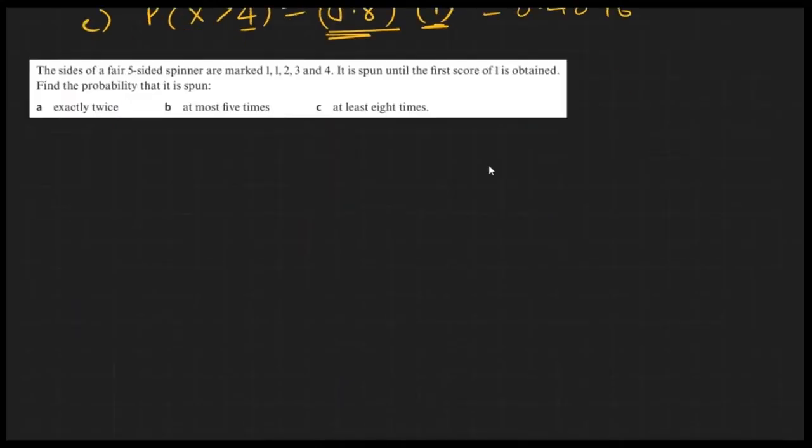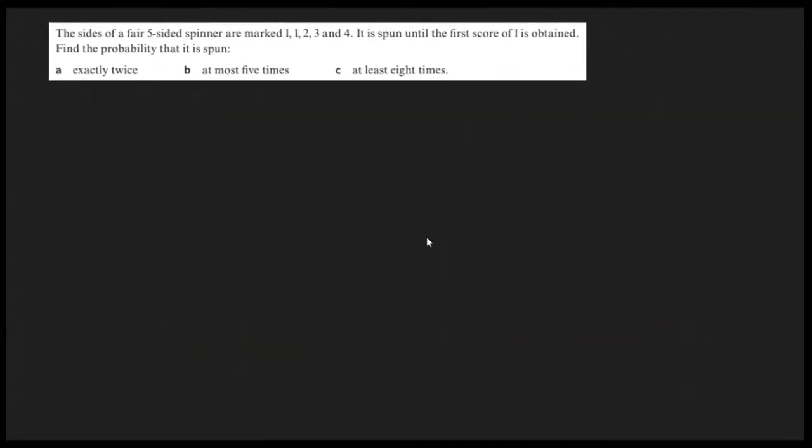Let's take one more example. Here is the question where they're saying that it's a 5-sided fair spinner and the numbers are 1, 1, 2, 3, 4. Okay, it is spun until the first score of 1 is obtained. So 1 is your success, and other numbers are failures.